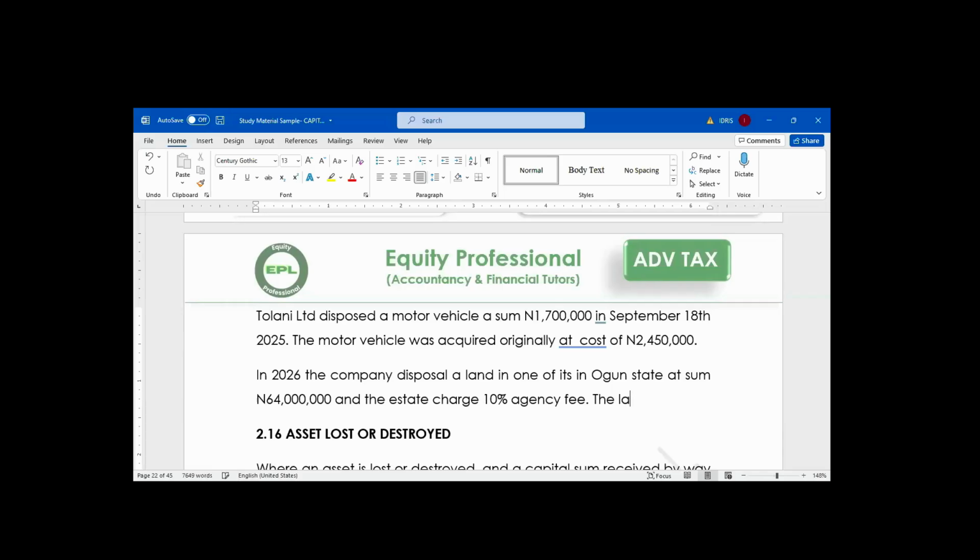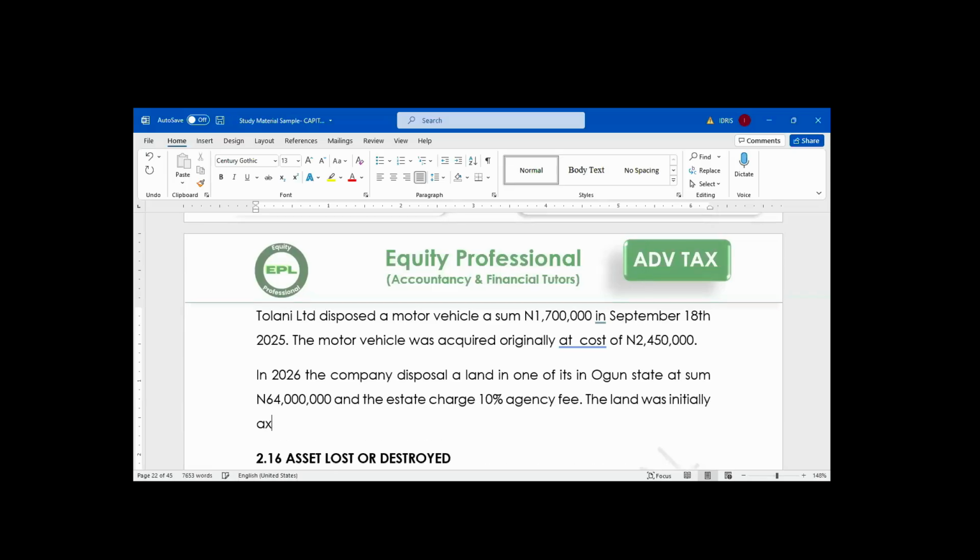The land was initially acquired at a sum of 25 million, and was fenced at a cost of 5,400,000.